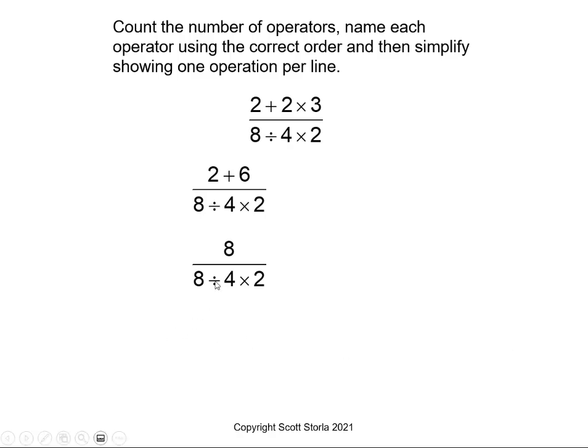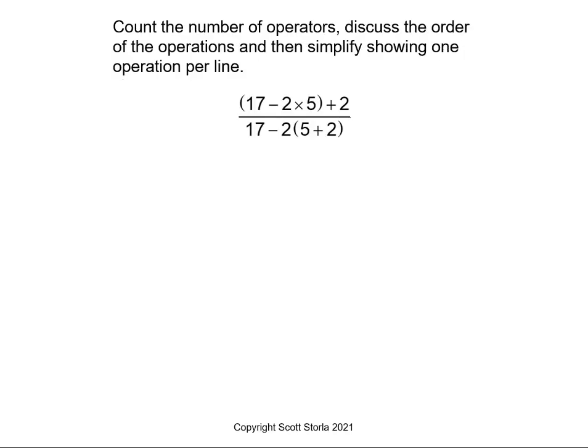In the divisor, I have division and multiplication. They're equal in importance, so I do them left to right. 8 divided by 4 is 2, and then 2 times 2 is 4. Now that all the operators are completed, the last operation I'll carry out is the division, and I'll get 2.